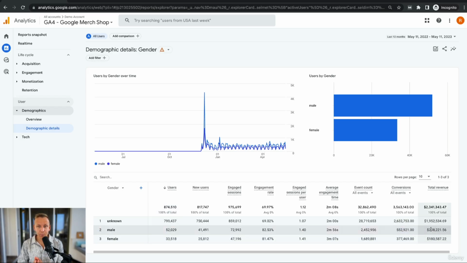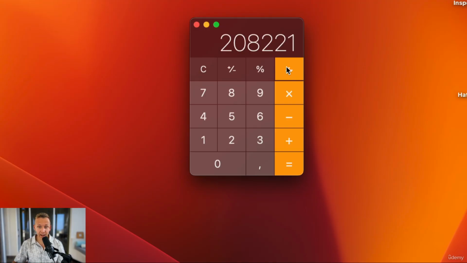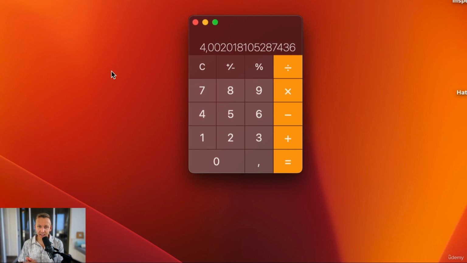So for example, if we want to know how much each man is worth here in revenue, what we can do is take this number, 208,221, and then we take this revenue and we divide it with their total amount of users, which for men is 52,029. And then we can see that each male traffic is worth approximately $4. So let's look at the women.